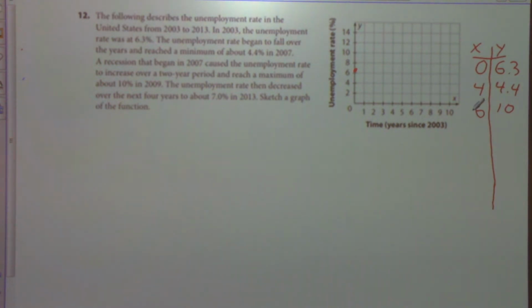It's in 2009, and then the unemployment rate then decreased over the next 4 years, and so what's 4 more years here? 10, I think Gabby said 10, faintly, but I heard her a little bit. Then we decreased to 7%.